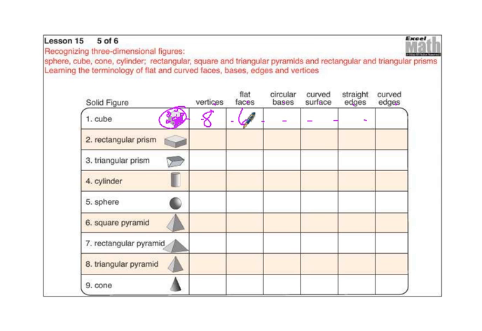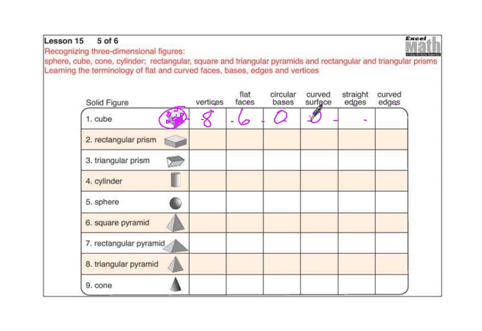So that makes a total of 6. And think of a dice. You know, on a die, you have 6 sides there, right? Pretty obvious. Circular base? There's no circles on this. There's no circular bases. A curved surface, that would be, again, something you try to set your drink on. It's not going to set very easily.